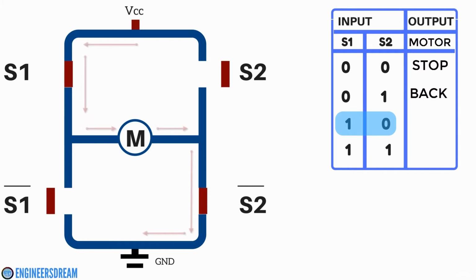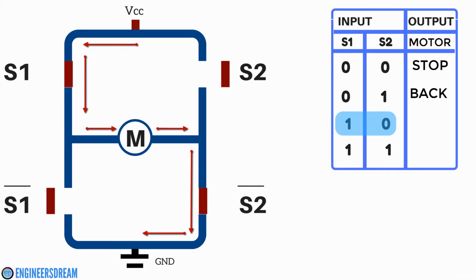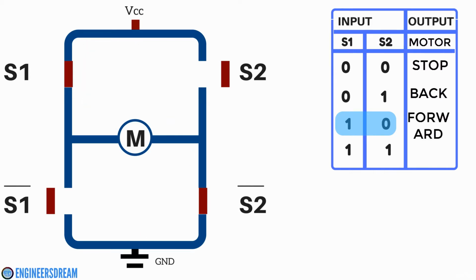So guys, in this case, the current will flow from VCC to S1. From S1, it will go to the motors. From the motors, it will go to S2 bar and from S2 bar, it will go to the ground. So guys, when you give a condition of high-low, the DC motor will move and it will move in the forward direction.